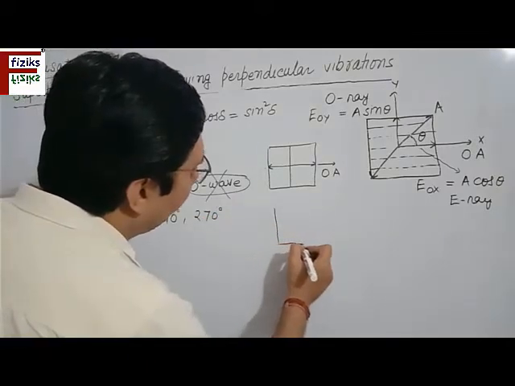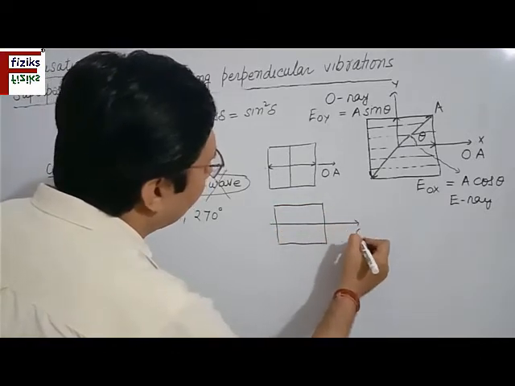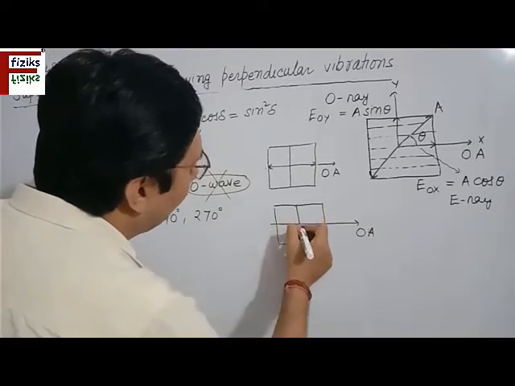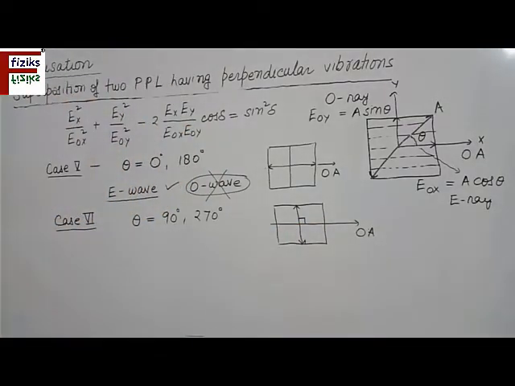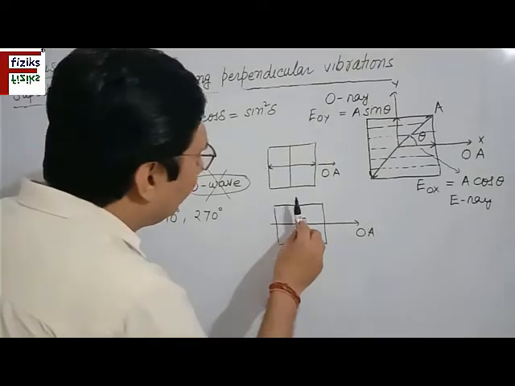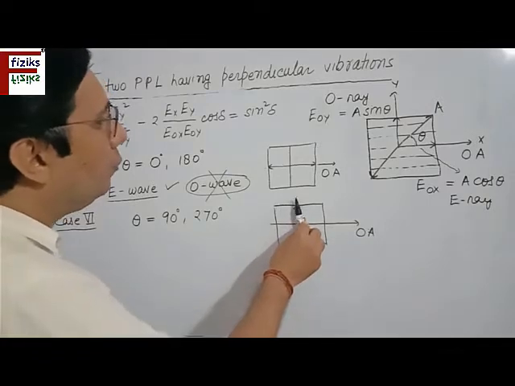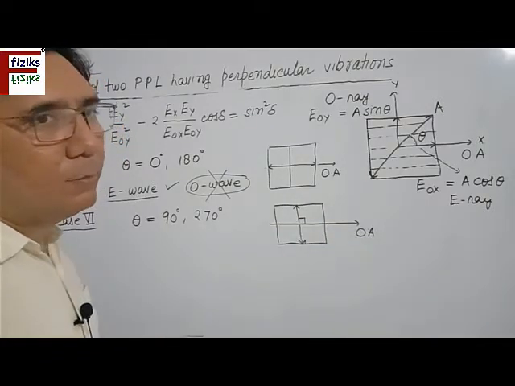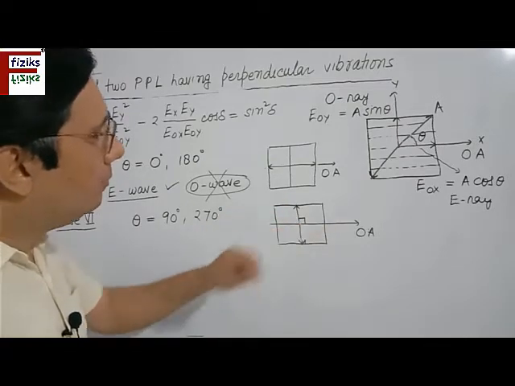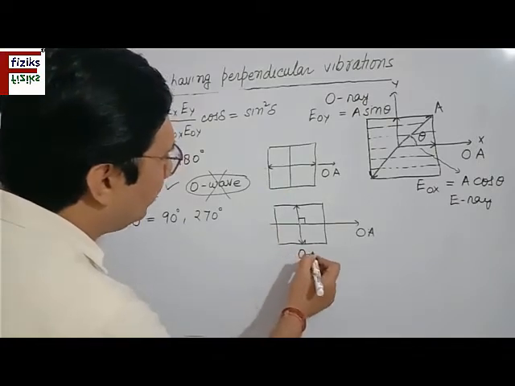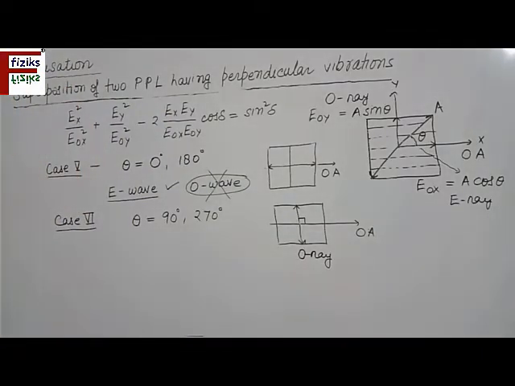Then we have this type of case. This is the optic axis, and the electric component is in the perpendicular direction. This is 90 degree here. So we have an electric vector which is perpendicular to the optic axis, so there will be no component of this electric vector parallel to the optic axis. We will have only one component, in the perpendicular direction to the optic axis. So this will act as O ray. And because there is no component parallel to the optic axis, we will not have any E ray.